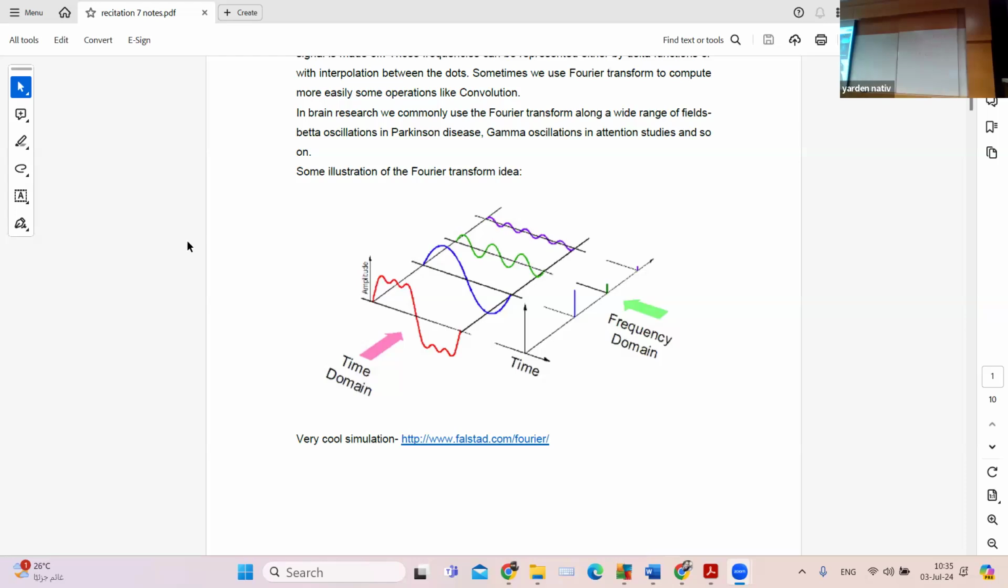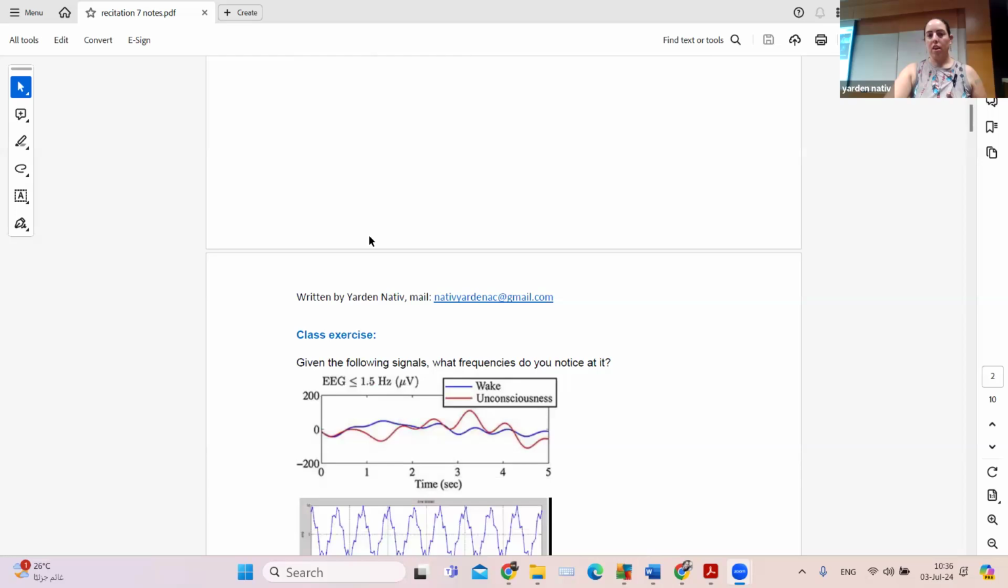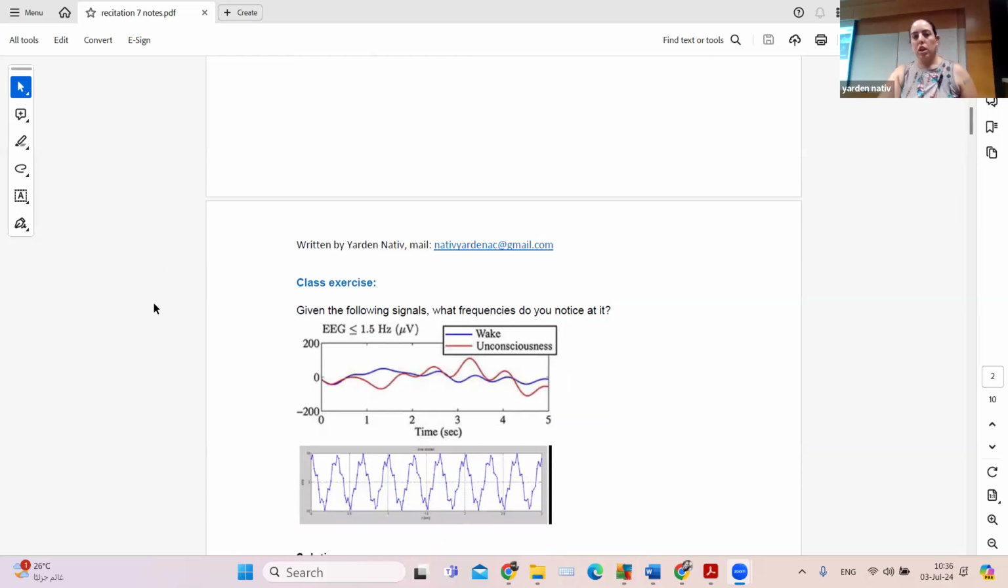And a Fourier transform takes a signal that is presented like this, with amplitude and time, and represents it in the frequency domain, so that our new x-axis is the frequency. Okay, so far so good. Questions? Okay, let's see that we fully understand this idea.